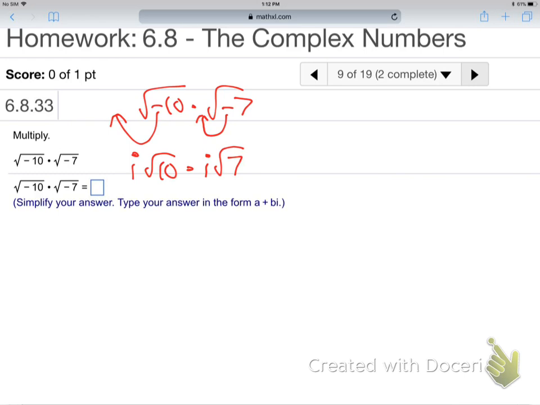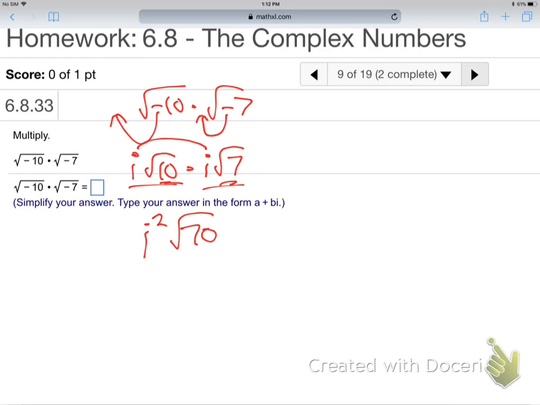Now, remember how you multiply two root things? That's the imaginary root of 7. The insides with the insides, the outsiders with outsiders, insiders with insiders. So i times i is i squared. Root 10, root 7. Well, that's just root 70, huh? Just 10 and 7 multiplied makes 70.